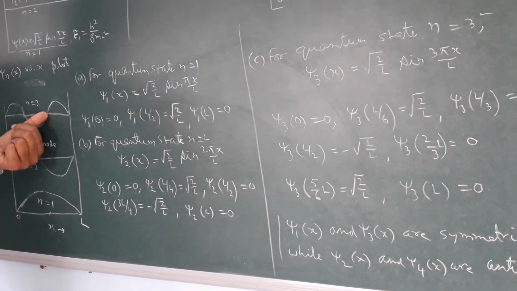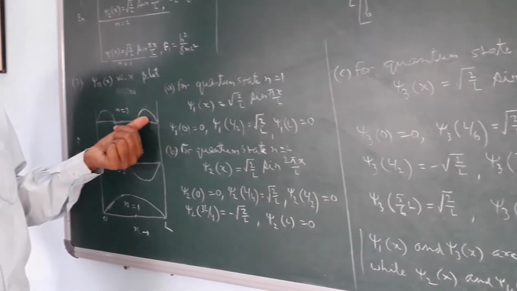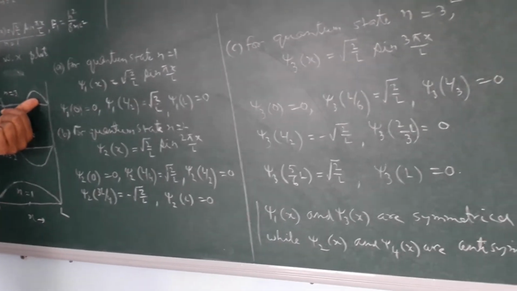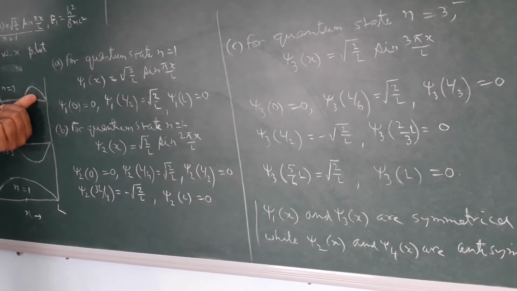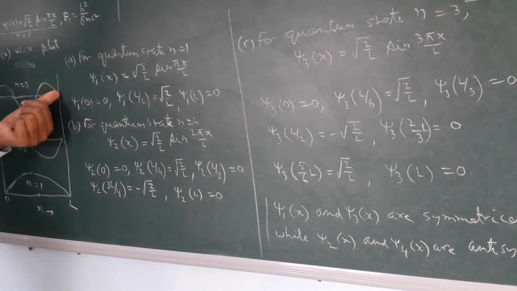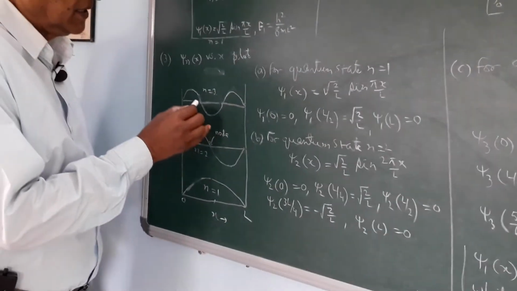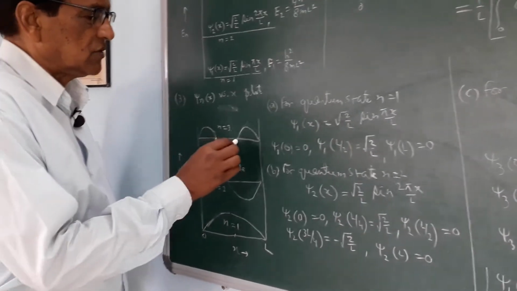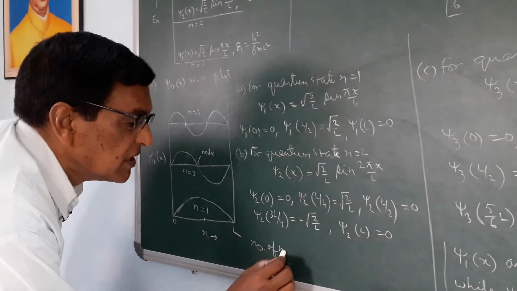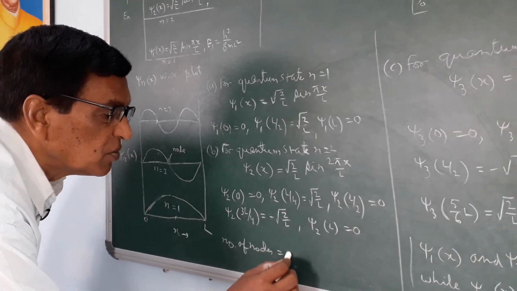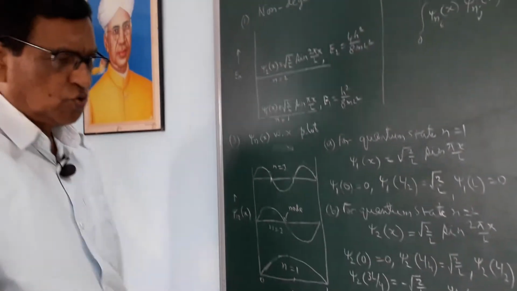This is also a node, and here psi 3 at 5L by 6 equals the maximum, root over 2 by L, and psi 3 at L here is also 0. So this curve will be like this, and these are the two nodes. The number of nodes equals n minus 1. For this state 1 node, for this state 2 nodes, and so on.